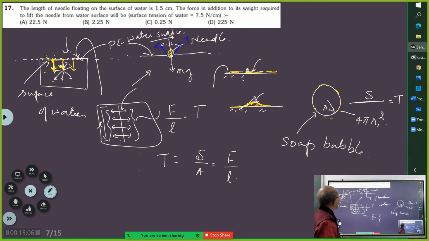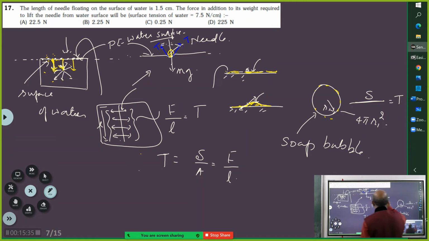Yes. Right. Now, can you solve this problem? Yes, sir. What is the answer? Sir, it is option A. Option A. Okay, the length of the needle floating on the surface is 1.5 centimeters. Length of the needle is 1.5. And the force in addition to the weight required to lift the needle out of the surface. Surface tension of water is so and so. So, what did you do here to get the answer?